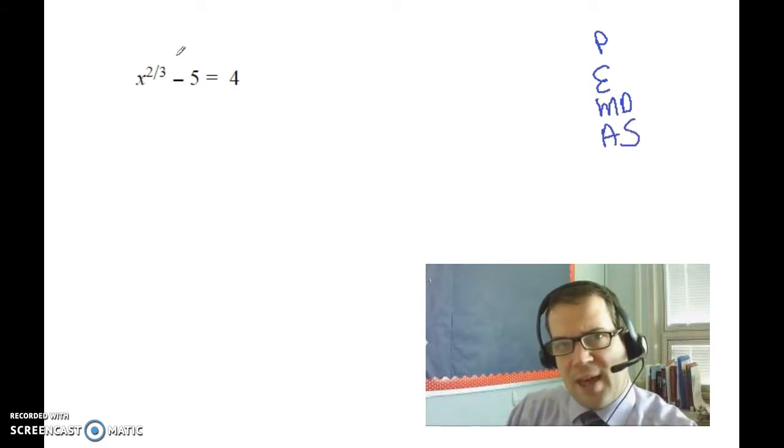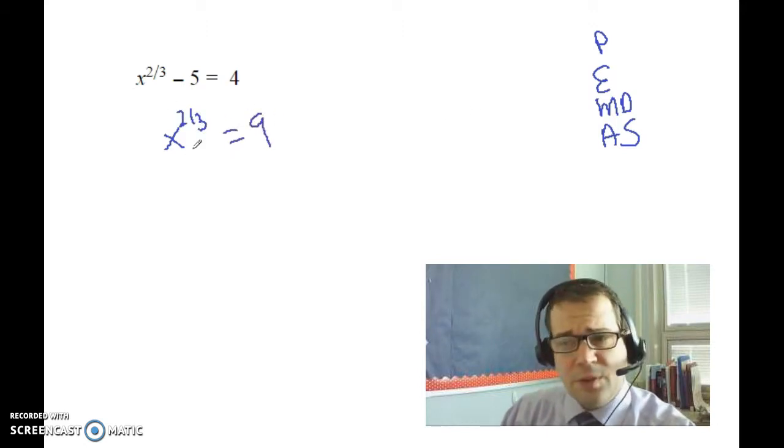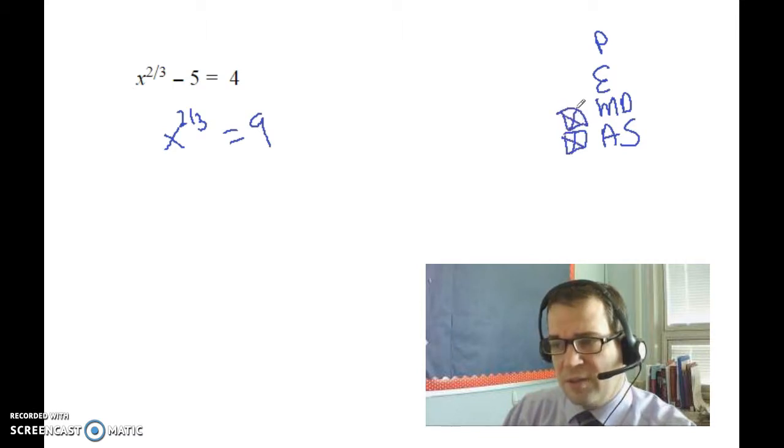As I look at the left side of the equation, I'm going to start by adding 5 to both sides. That'll give me x to the 2/3 equals 9. There's nothing to multiply or divide on this side, so I've taken care of this. There's none of this to do.